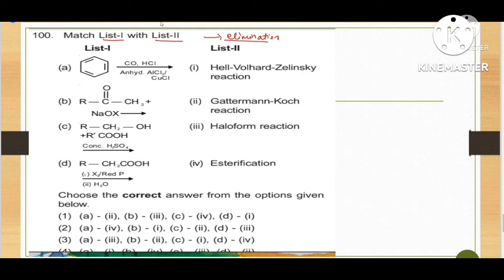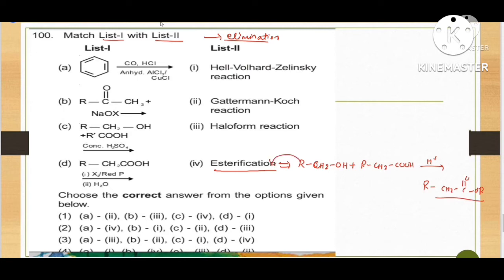Here list 1 has reactions and list 2 has named reactions. Here are their names. I start with the esterification. Why? Because it is very simple. Esterification means the reaction of an alcohol with an acid. Let us suppose RCH2COOH in the presence of H+ forms an ester, that is CH2 C double bond O bond R. This is called esterification.